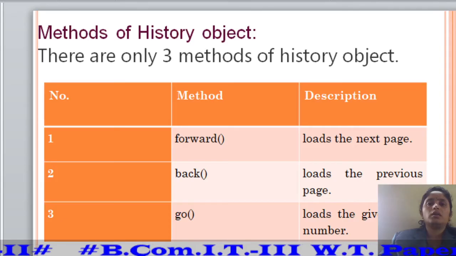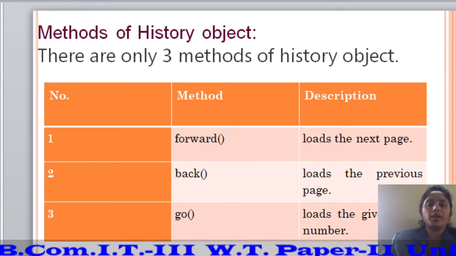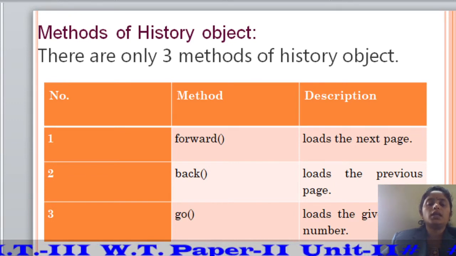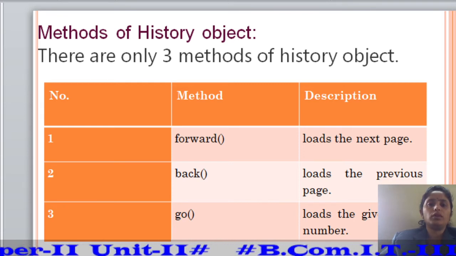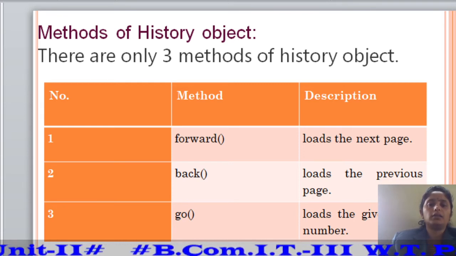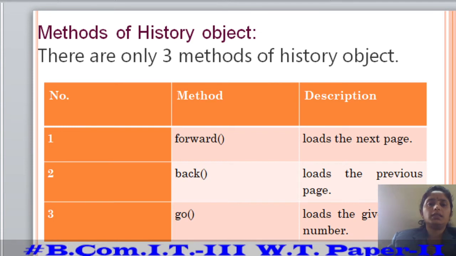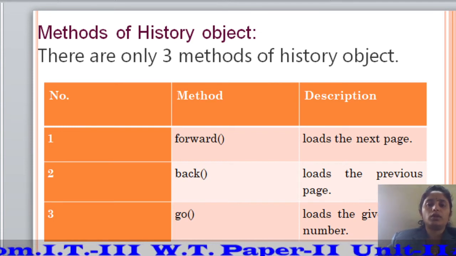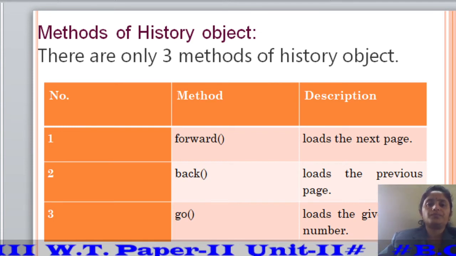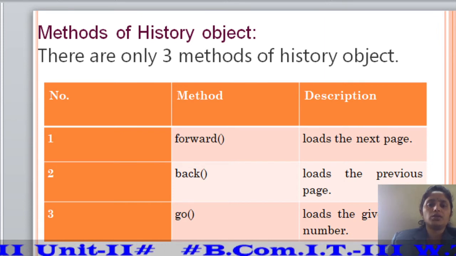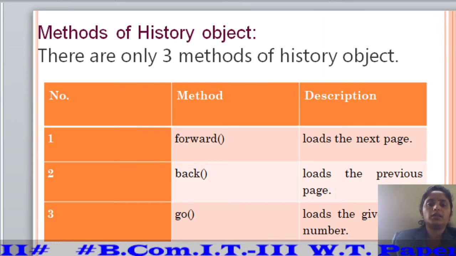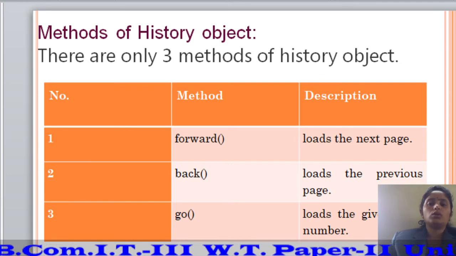The second point is the methods of the history object. There are only three methods of the history object. The first is forward, second is back, and third one is go. Let's see the description for forward. It loads the next page. Second method is the back method. It loads the previous page. And third method is go. It loads the given page number.